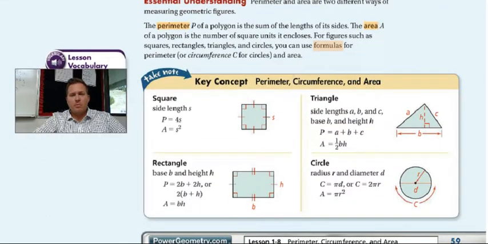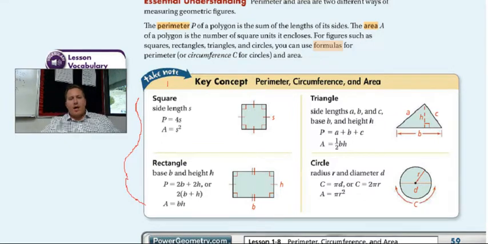We have perimeter is the sum of the lengths of its sides. So especially when you get into rectangles and squares, we just add up each of the sides. Area is the number of square units it encloses. So when we think about perimeter, it's like the outside, and when we think about area, it's like the inside, and we measure it by square units. So we don't need to write those definitions down, but we do need to write down all this right here.